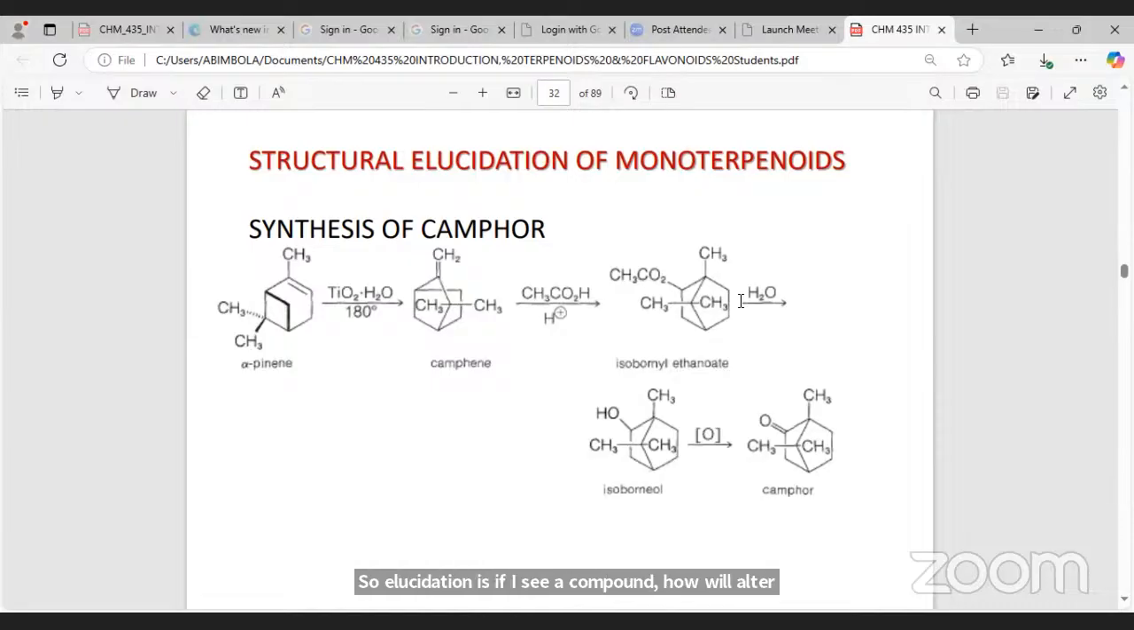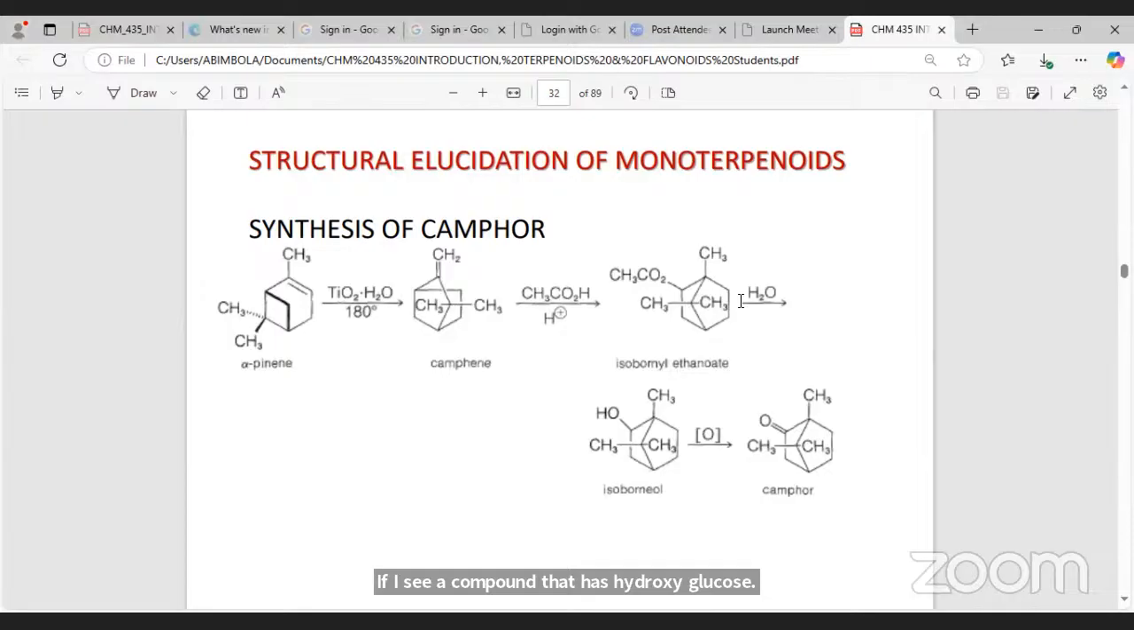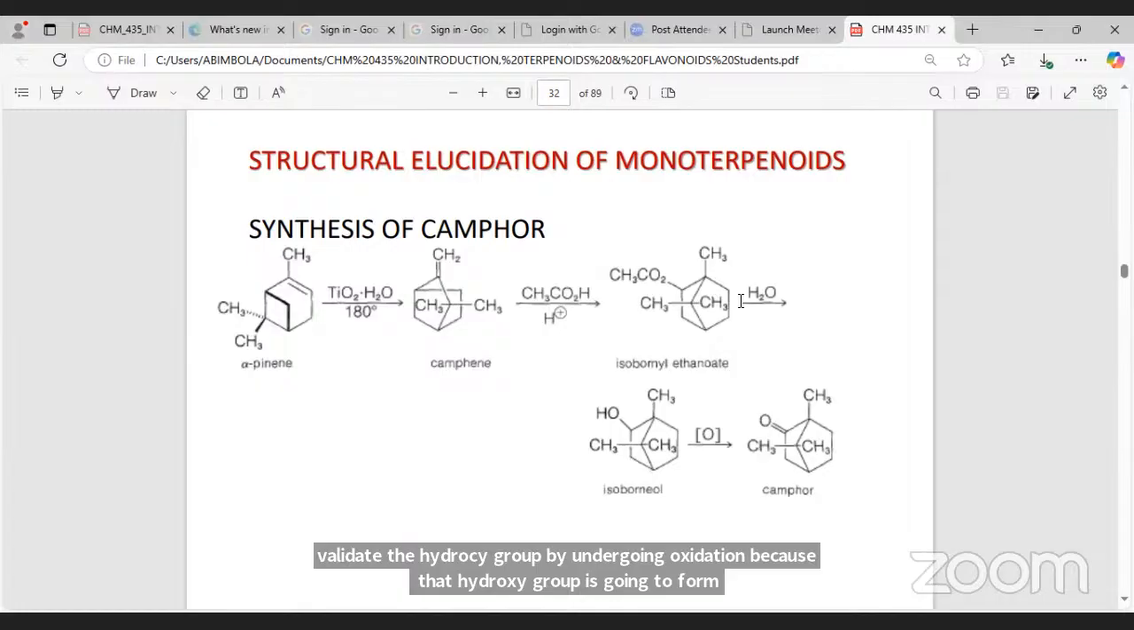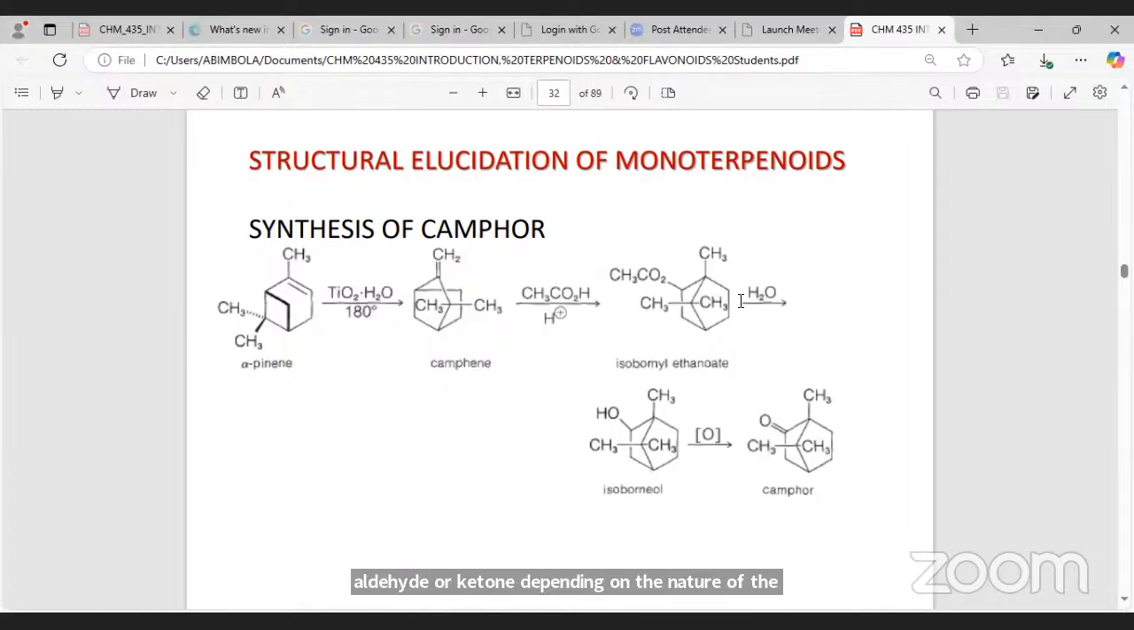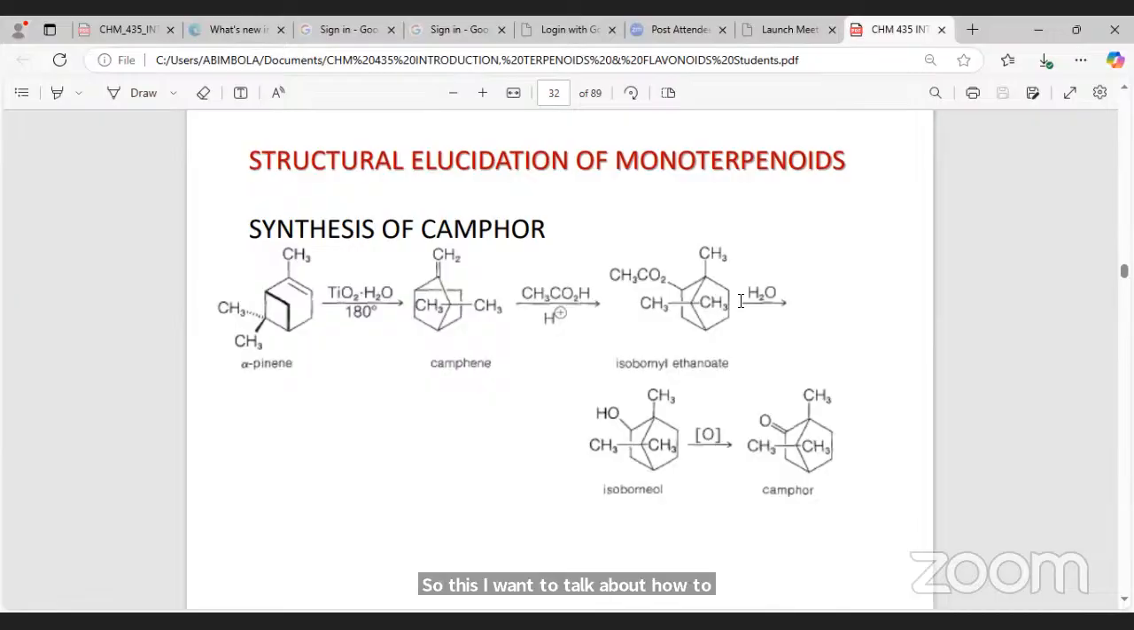So elucidation is, if I see a compound, what are the reactions that can validate the identity of this compound? If I see a compound that has a hydroxy group, I'll validate the hydroxy group by oxidation, because that hydroxy group is going to form an aldehyde or ketone, depending on the nature of the hydroxy group. If I see a compound that has unsaturation, how will I say it has unsaturation? If I do hydrogenation and that double bond disappears, I've validated the presence of unsaturation. So this is how to elucidate a structure: the reactions that will confirm the identity of that compound.